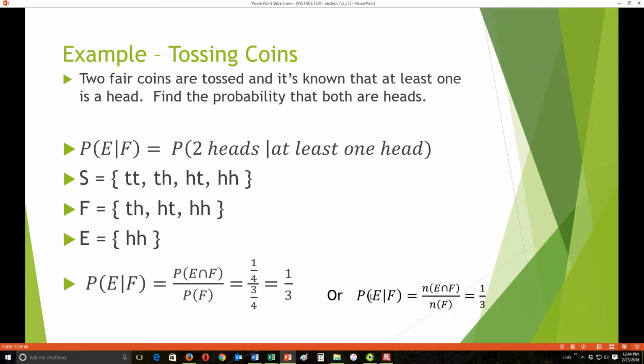However, we could also use our second formula, which is just simply the counts. The number in E intersect F: there's only 1 in their intersection. The number in F is 3, and we get 1/3 just like we did in our first one.